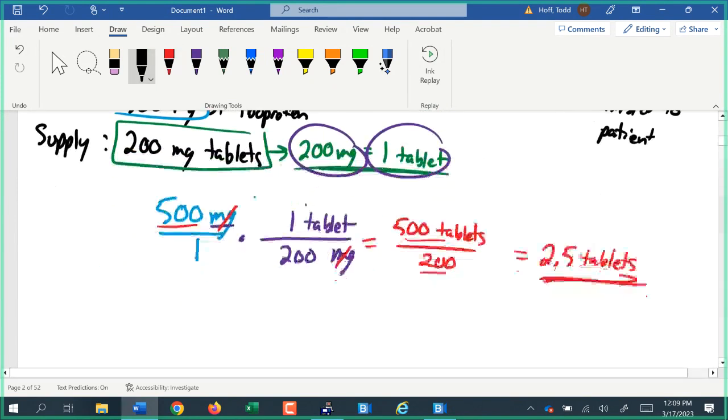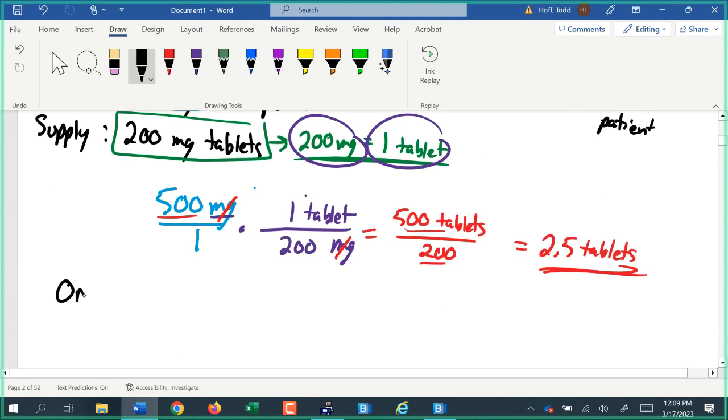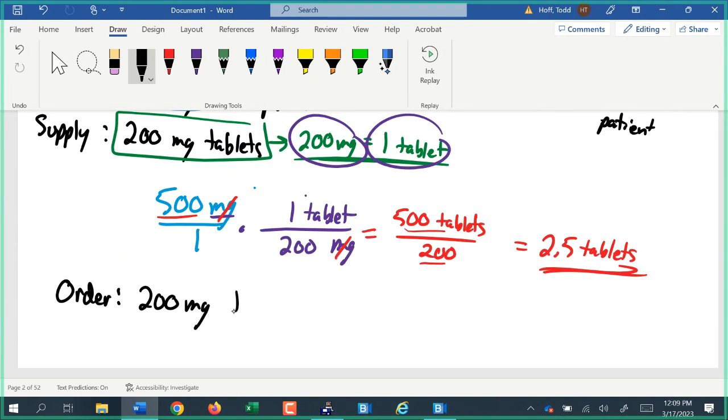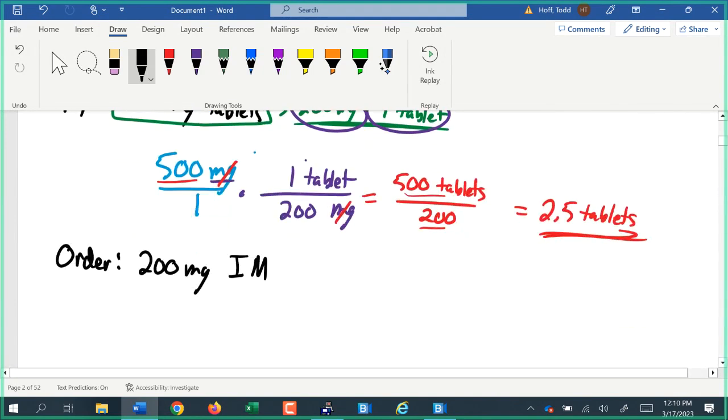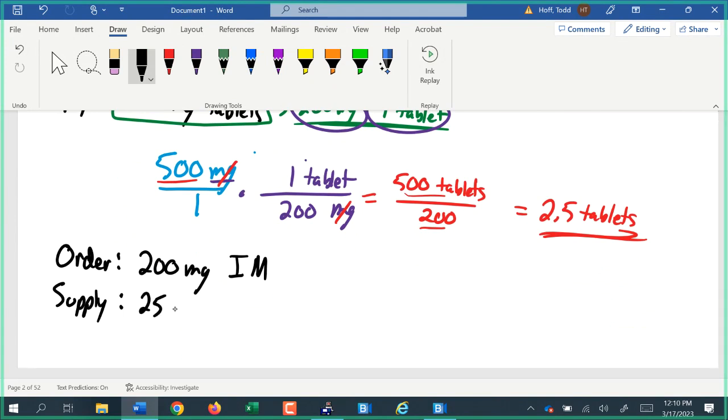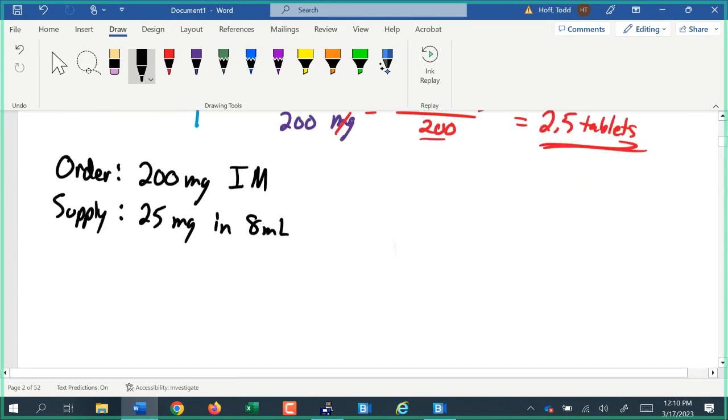Or for our second example, where we had the doctor's order for 200 milligrams to be administered intramuscularly. And our supply, if we look on the label, we say it is constituted to 25 milligrams in 8 milliliters. So this one works the exact same way.